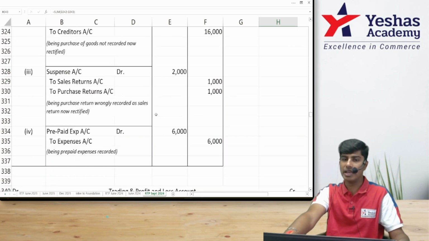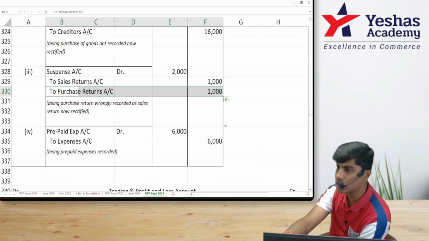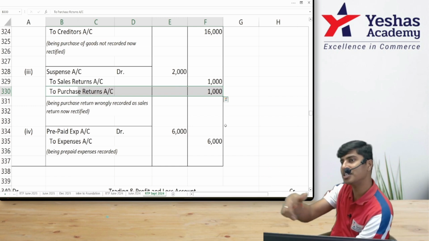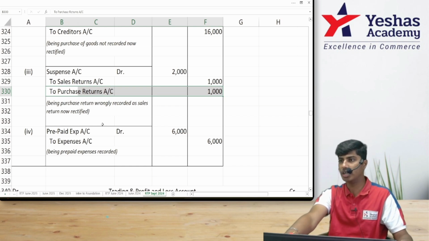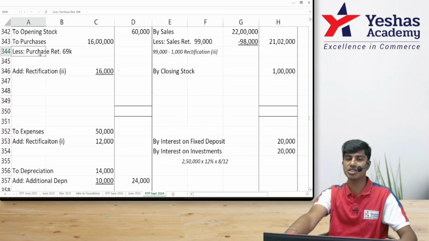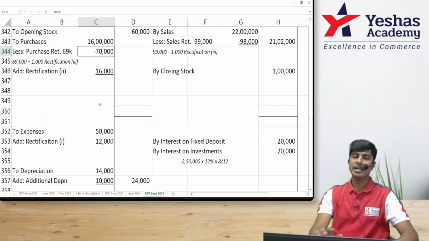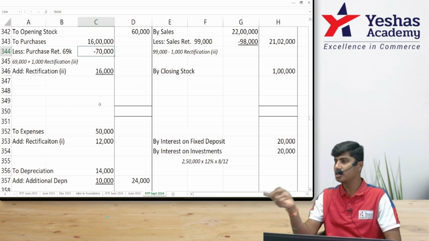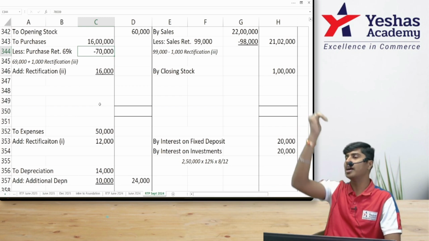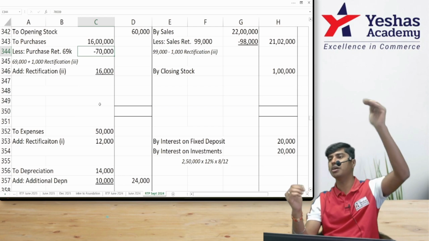Got it? Next, purchase return is also there, credit 1,000. Purchases should be debited. Purchase return should usually be credited. There is 1,000 of purchase return which is not recorded. I would have to increase my purchase return by 1,000. Observe, purchase return was 69. I will add 1,000 to it to make it 70,000. It was 1,000 rupees of purchase return wrongly entered in sales return. Sales return is increased by 1, so I decrease sales return by 1. Purchase return is decreased by 1, so I'll increase it by 1.